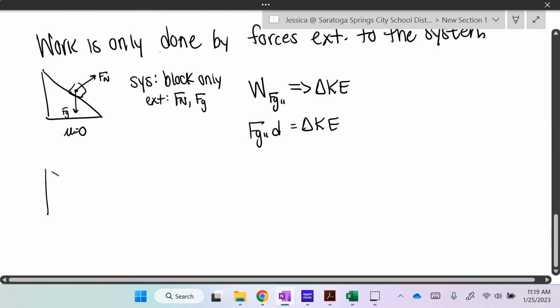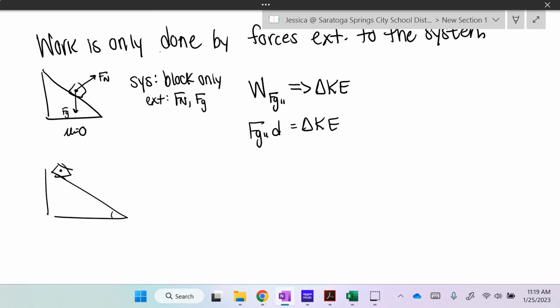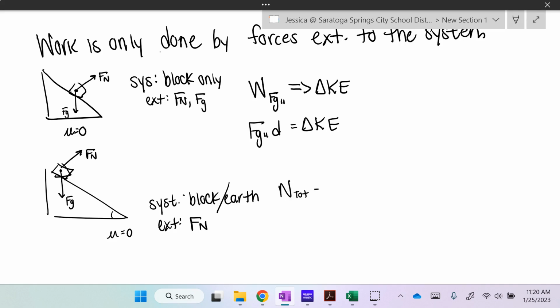So let's say I have the same system, again on a frictionless surface, and let's say that my system is the block-Earth system. Since the force of gravity is an interaction between the block and the Earth, that force of gravity is now internal to my system. So the only external force we have is the normal force, and the normal force is perpendicular to my displacement down the incline. So the total work being done here is 0.